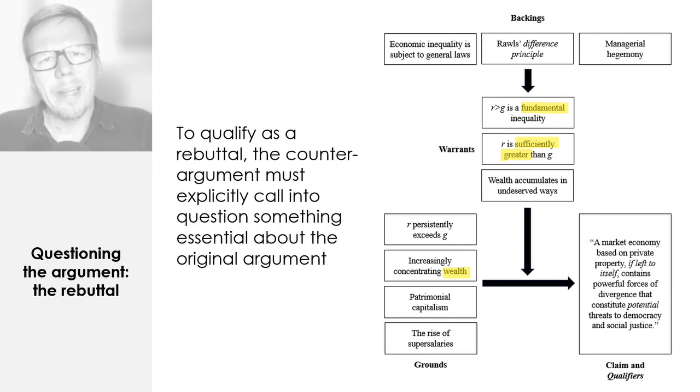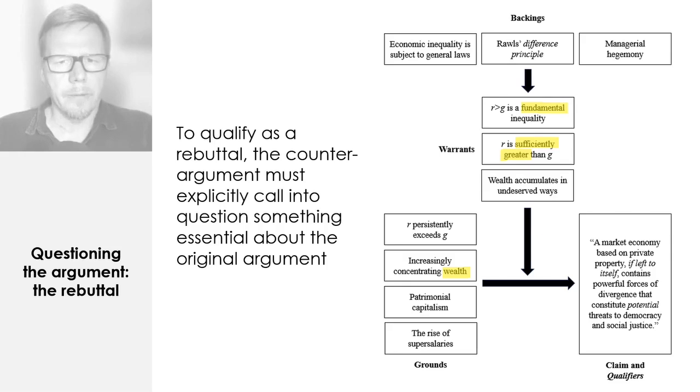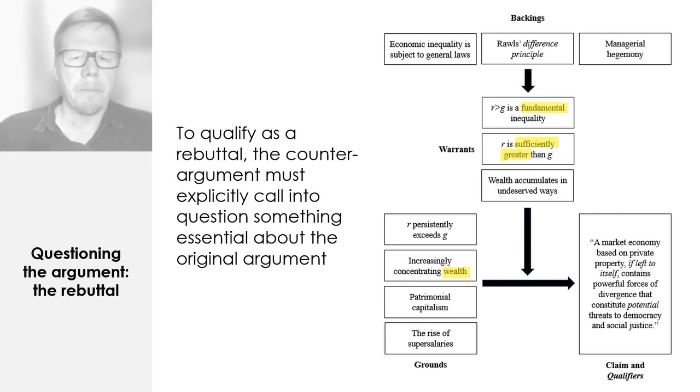Now, we identified a total of 3 very well thought out rebuttals. One of these rebuttals called into question the notion that R being greater than G is a fundamental inequality. Another rebuttal called into question whether R was sufficiently greater than G. So these are 2 rebuttals aimed at the warrants. And a third rebuttal called into question the notion of wealth in increasingly concentrating wealth.